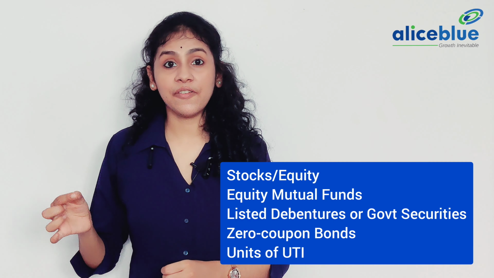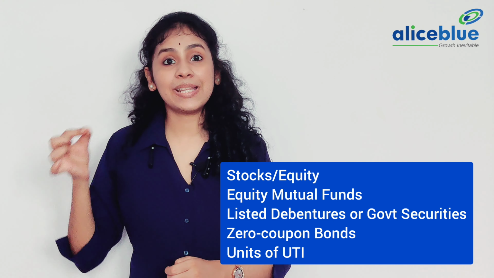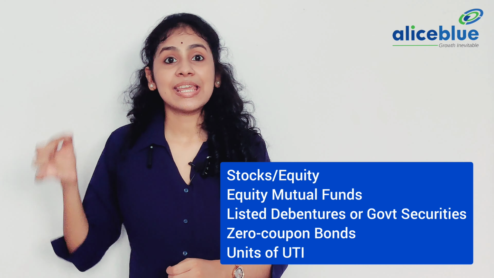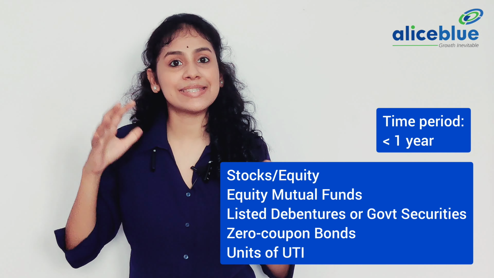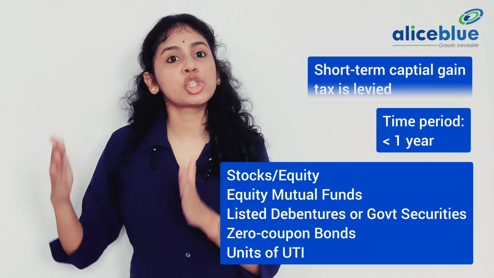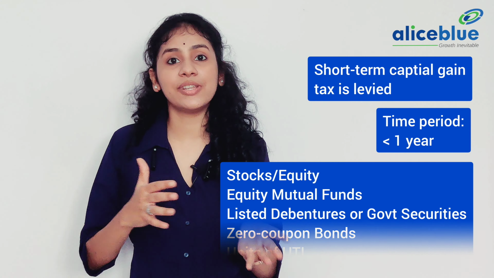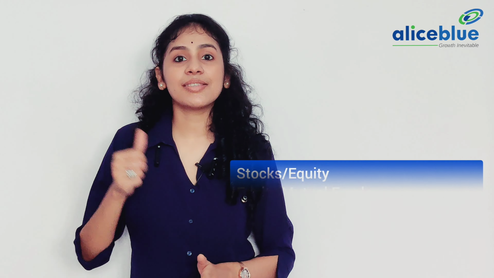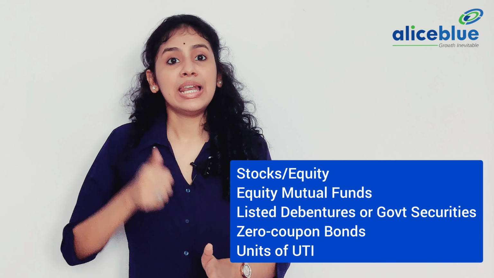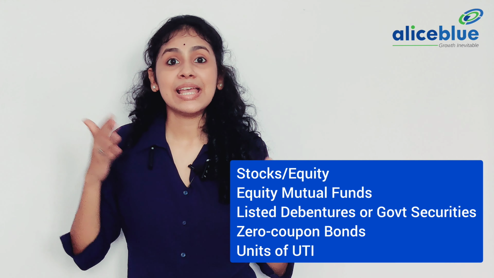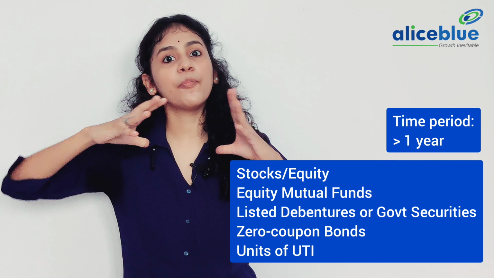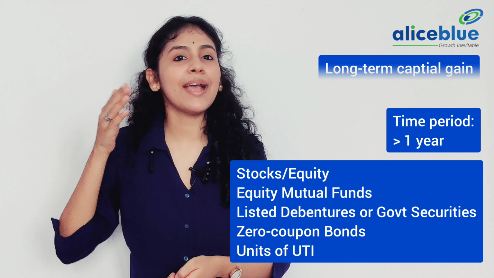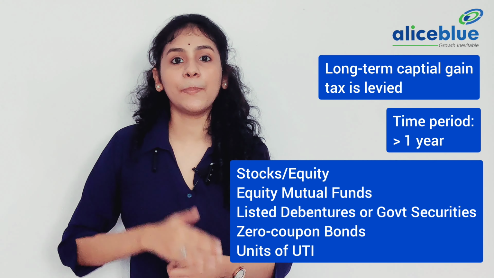If your investment type is stocks or equities, equity mutual funds, listed debentures or government securities, zero coupon bonds, or units of UTI, and you are investing for a time period of less than 1 year, you will need to pay a short-term capital gain tax on the profits that you make. Again, for stocks or equity mutual funds, listed debentures or government securities, zero coupon bonds, units of UTI, and you're investing for a period of more than 1 year, you will need to pay a long-term capital gain tax on the profits that you make.